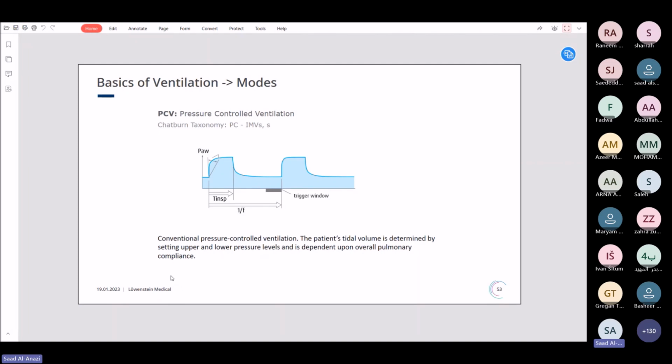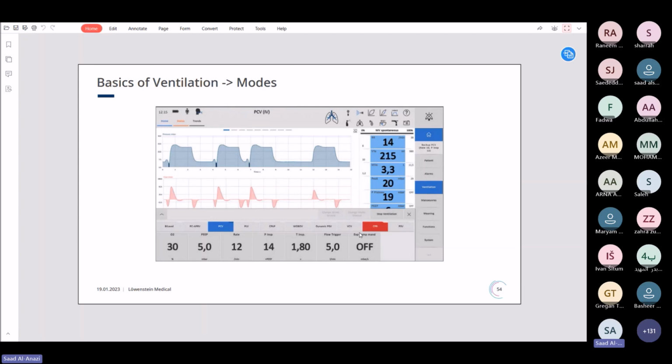So we have a fixed tidal volume, and the set tidal volume is determined by what? The upper and lower pressure levels depend on the overall pulmonary compliance. So from the PEEP level and the Pmax, the tidal volume will depend on the compliance and the resistance of the lung. It's a really common mode and preferable for pediatric and neonatal populations.